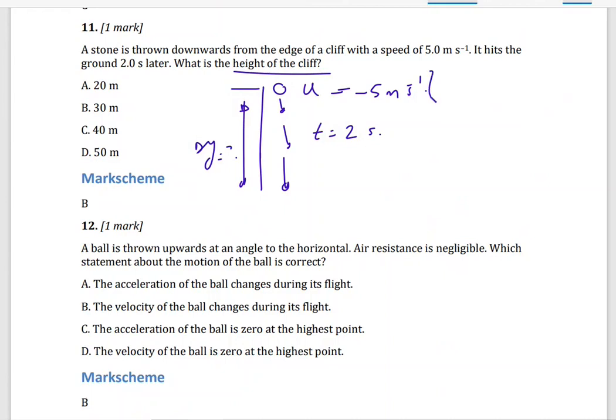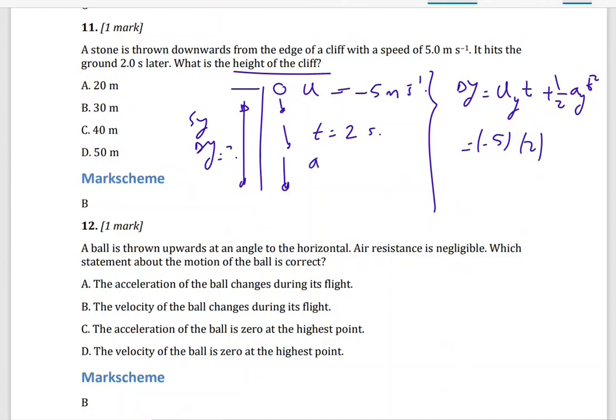Okay. So I can use this formula, s in the y direction or delta y. Delta y will equal u initial in the y direction times time plus half acceleration in the y direction times time squared. U initial is -5, time is 2. Acceleration in the y direction, we'll take it as -10 meters per second squared. So -10 divided by 2 becomes -5 times 2 squared, and this will give us -30 meters. So the answer is B.